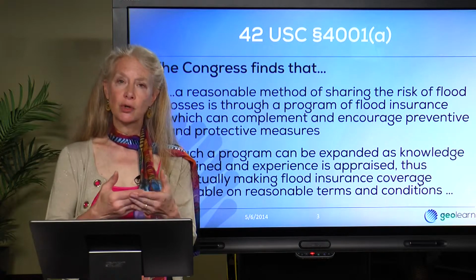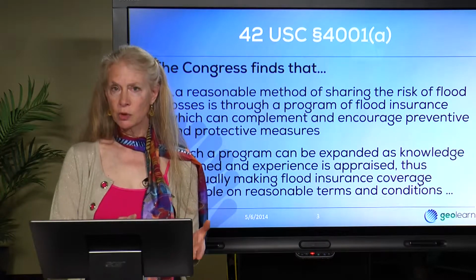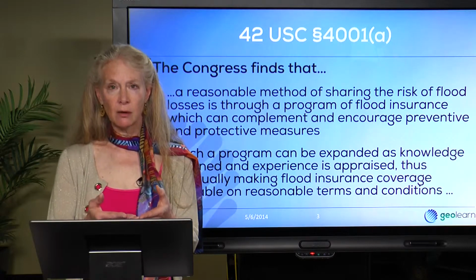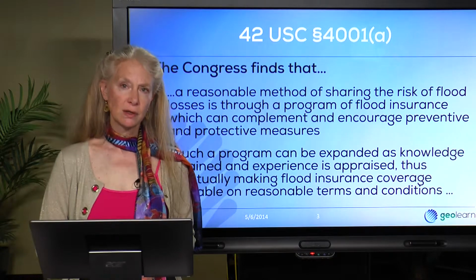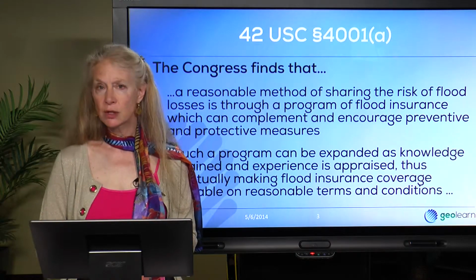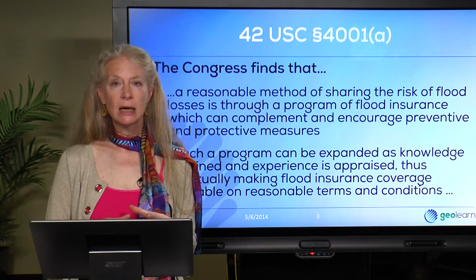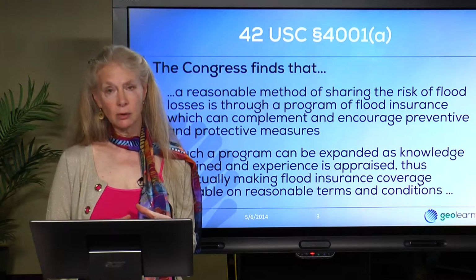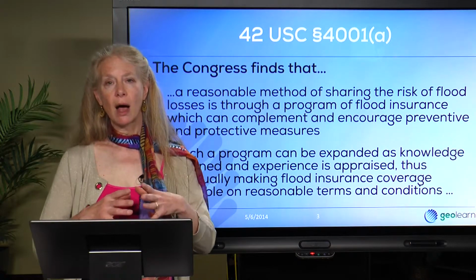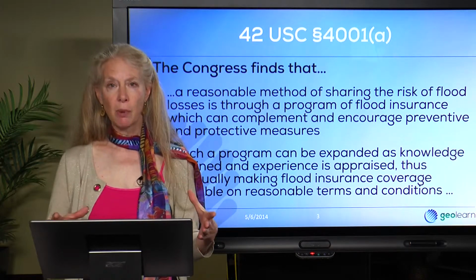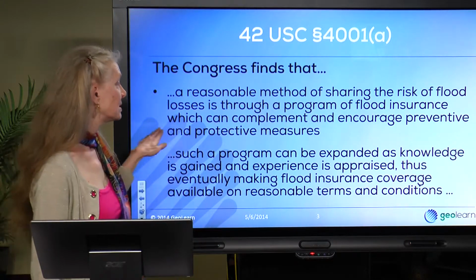Instead, it would make sure that there was a flood insurance program so that those who were in harm's way would insure themselves and that the taxpayers would not be called upon to pay for additional disaster assistance. The reason for this was that homeowners' policies and renters' policies did not include, and still do not include, coverage for flood damages. So to have a special flood insurance policy that's affordable is one of the purposes of this program.